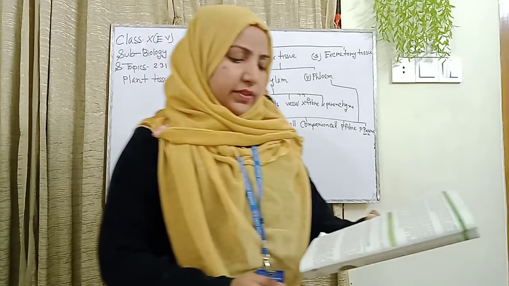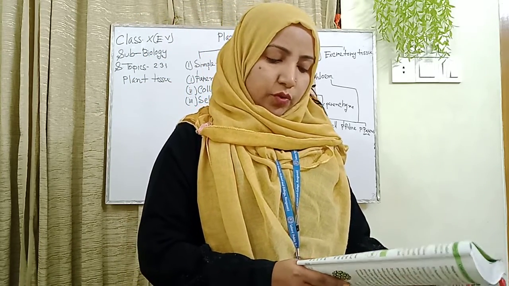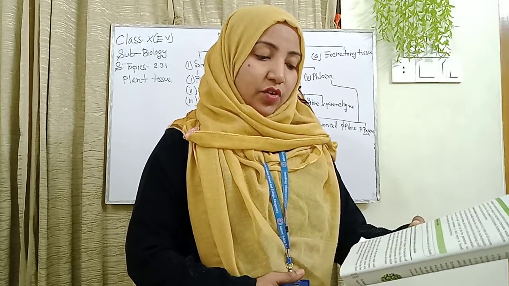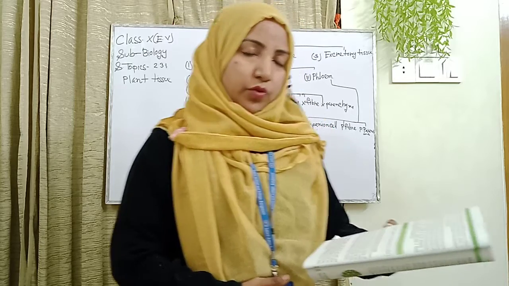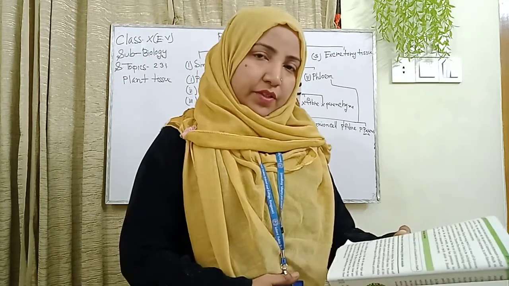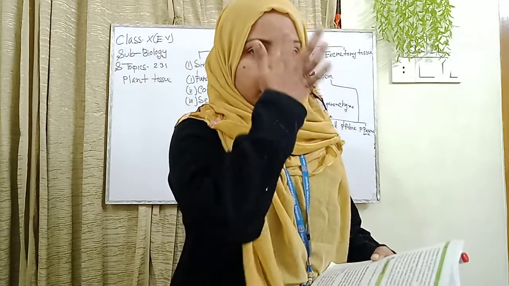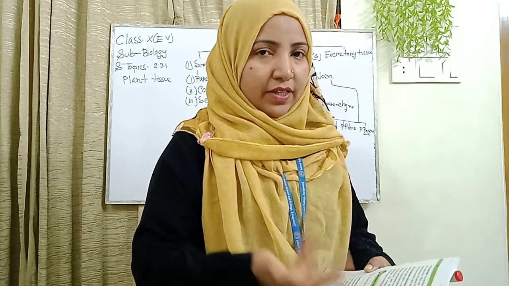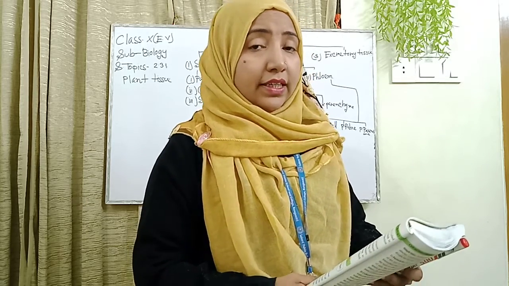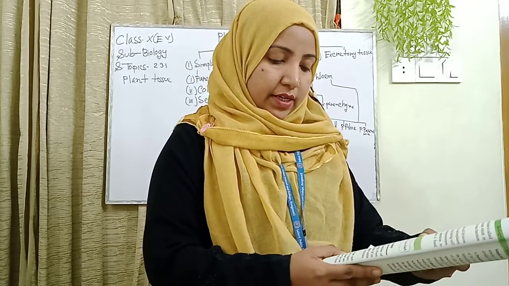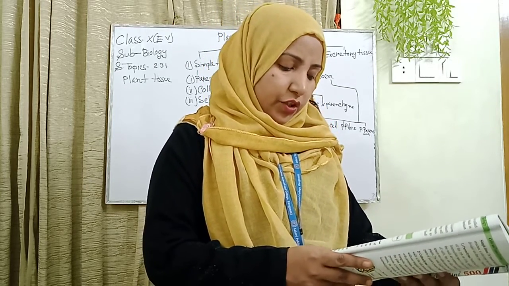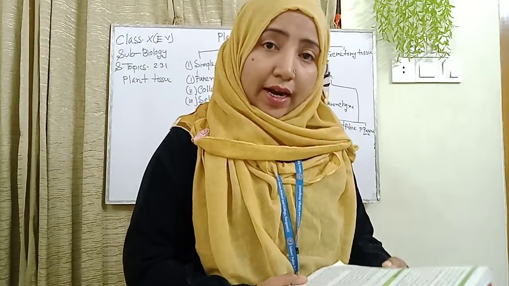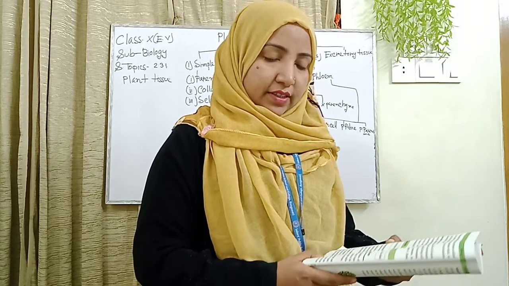A group of similar or different types of cells with the same origin, performing a specific function, is called tissue. Plant tissues are of two types. The first type is meristematic tissue and the second is permanent tissue. What is the meristematic tissue? The cells which only divide and grow. The cells of meristematic tissue are capable of cell division, but the cells of permanent tissue are not.